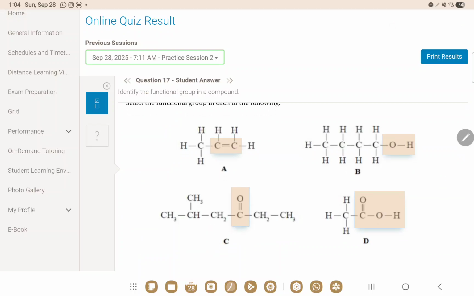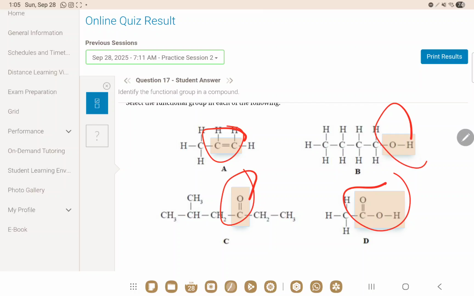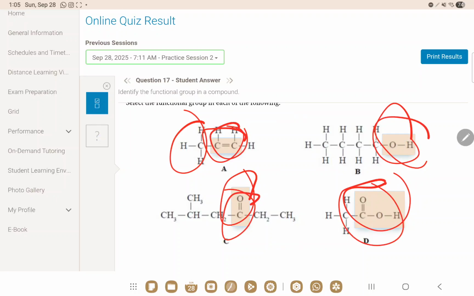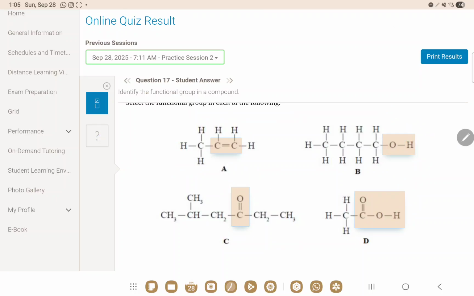Now, underline the functional group. I told you we have a C double bond C, which is a carboxyl. We have a carbonyl. Here you have a carboxylic acid, and here you have an alcohol, the OH. Most of the time, just look for the odd thing out. Here you have all C's and H's and C's single bonded to C's. This stands out, this stands out, this stands out, this stands out. So it's very obvious.